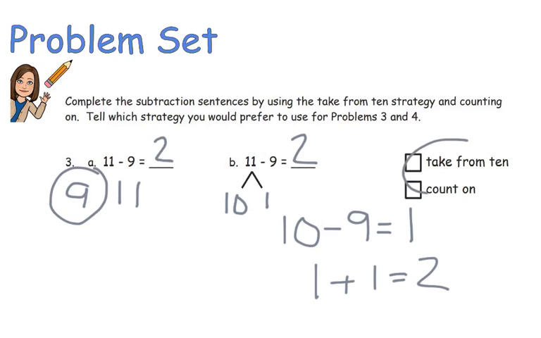And now over here on the side, this is just the last thing, it says take from 10 or count on. It just wants you to check off which one you thought was better for this problem. I think counting on was a little bit easier for this one because 11 and 9 are so close. But when you have bigger numbers, like 9 and let's say 17, making our 10 would be easier.